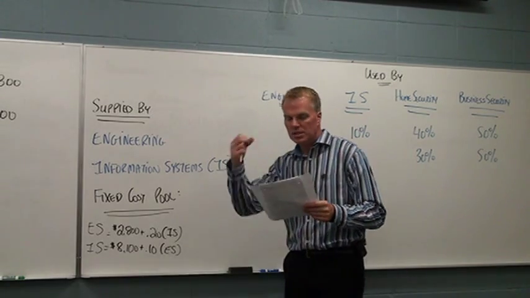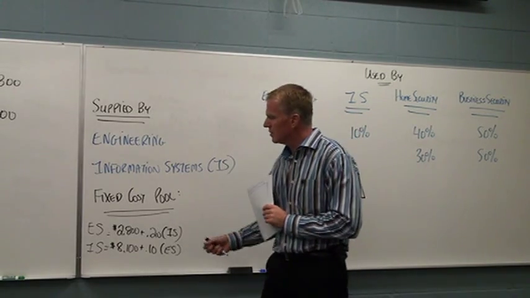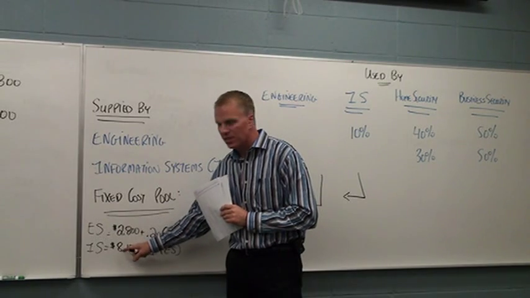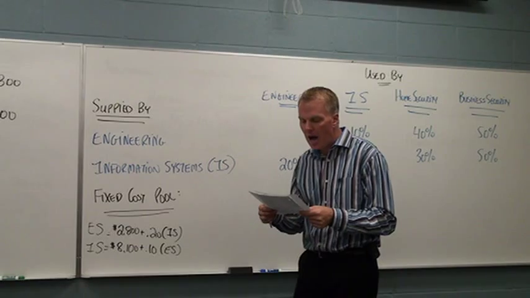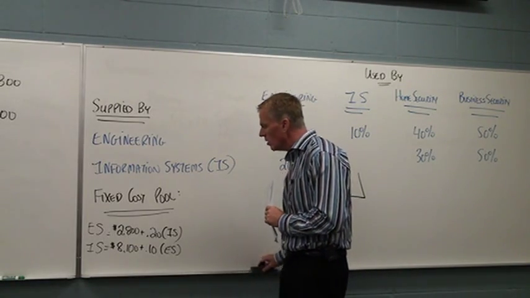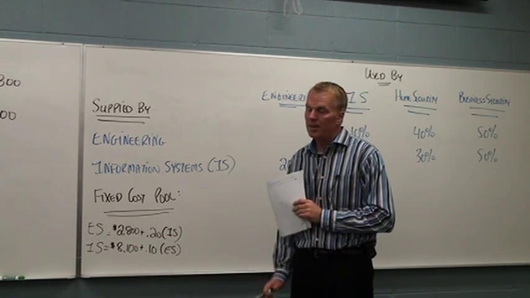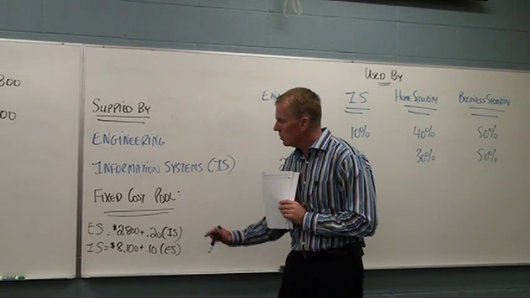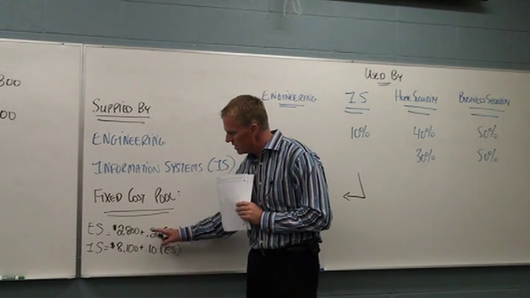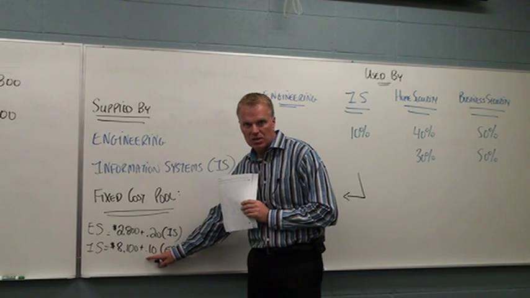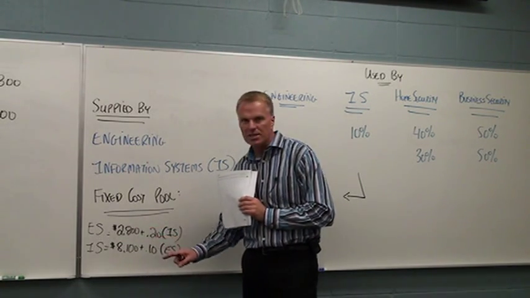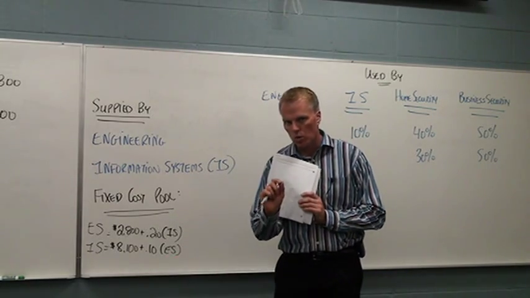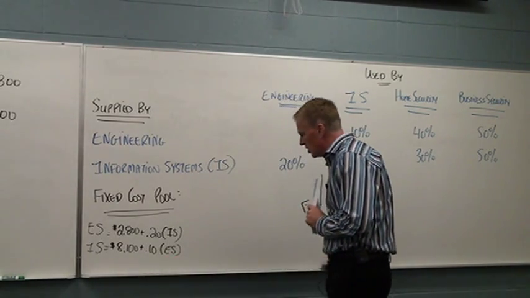Now, the reciprocal method requires us to solve for one of these. We need to solve for the ES or the IS. Now, how do we do this? Well, it doesn't matter which approach you use. You can take the information from the ES and put it into the IS, or you can do the other way. You can put the IS information into the ES. Either way will work.